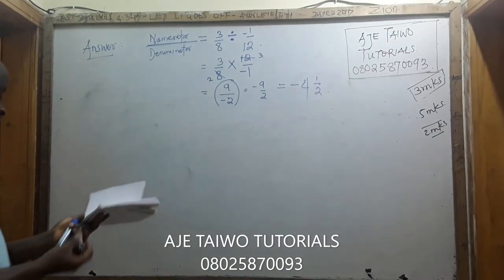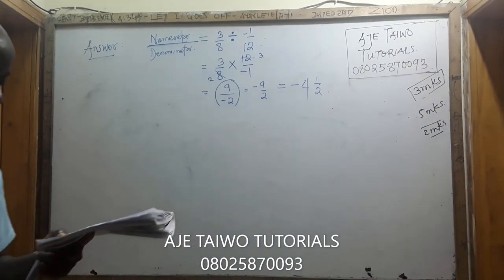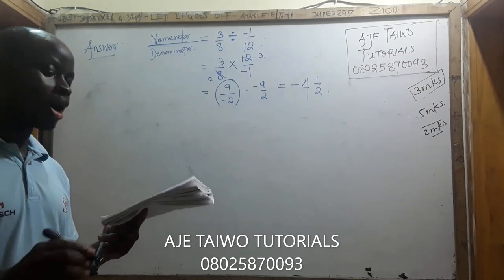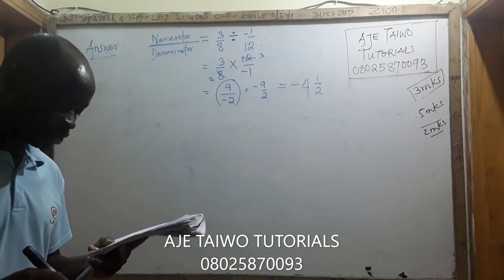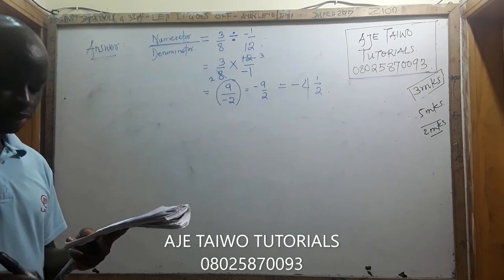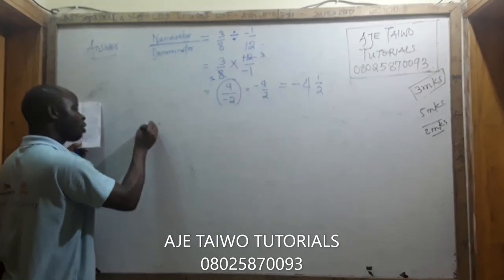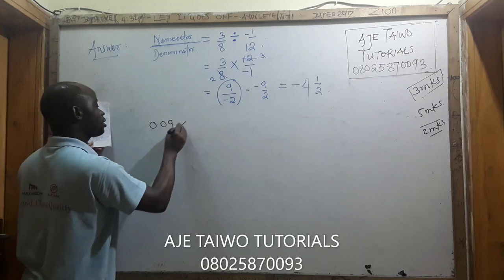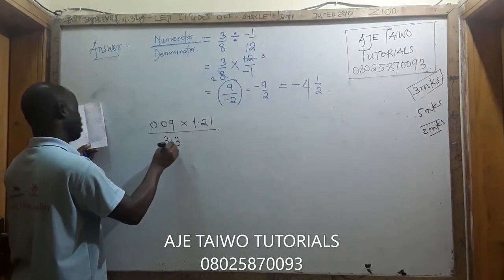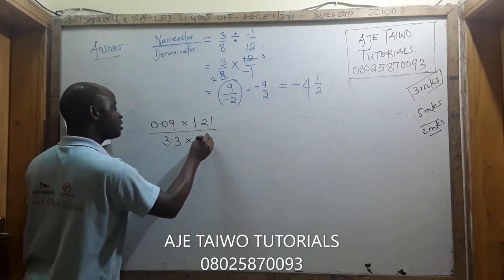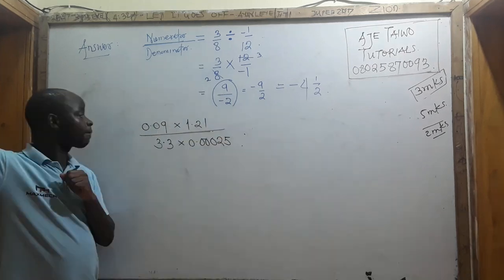Okay. Now, guys, look at this. Without using mathematical tables or calculators, evaluate 0.09 times 1.21 all over 3.3 times 0.00025.